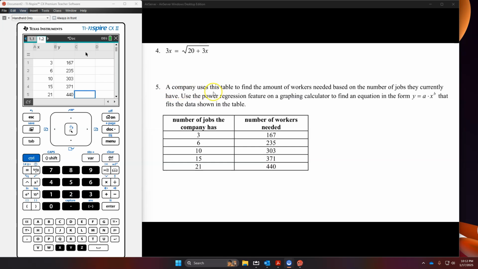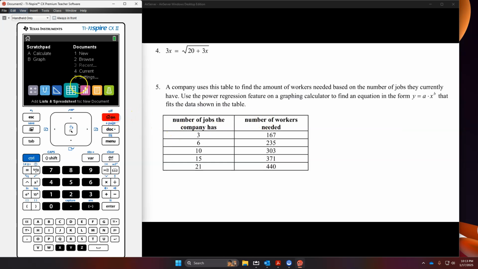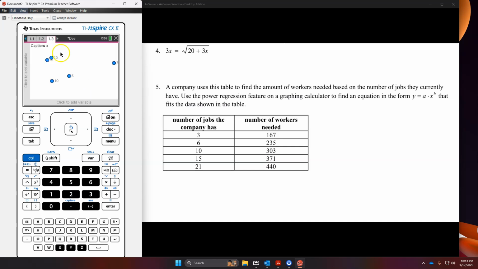So number 5, a company uses a table to find the amount of workers needed for the number of jobs that they have. Use a power regression to find an equation that fits the data. So what I did is I already put it in the spreadsheet here. This is number of jobs, and that's amount of workers needed. Go to this graph here, and we know that this is the y-axis, and we know that this is the x-axis, and you notice it's kind of curved.